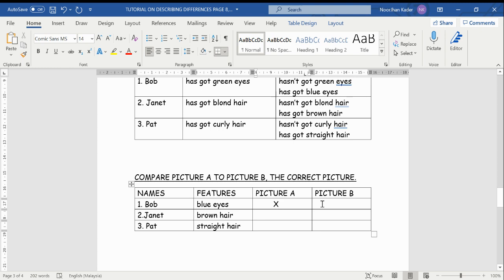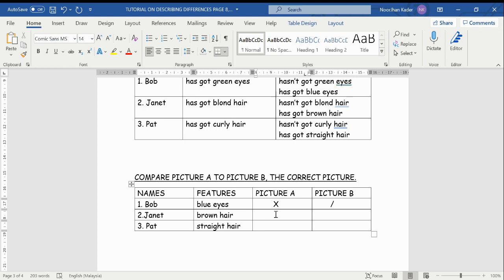Okay, and in picture B, definitely, Bob has got blue eyes because that is the standard picture. So we just want to summarize the differences that we have spotted, and also summarize them like this, so it's easy for you to see.